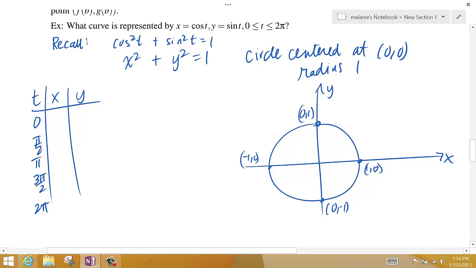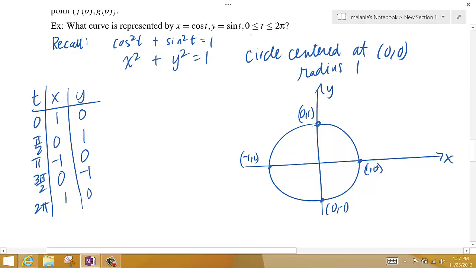So when t is 0, remember these points go cosine comma sine, x is 1, y is 0. When t is pi over 2, my cosine is 0, my sine is 1. When t is pi, cosine of pi is negative 1, sine of pi is 0. When t is 3 pi over 2, cosine of 3 pi over 2 is 0, but sine of 3 pi over 2 is negative 1. And then I plug in 2 pi for t, I get what? 1 and 0 again, and it repeats, continues on from there.